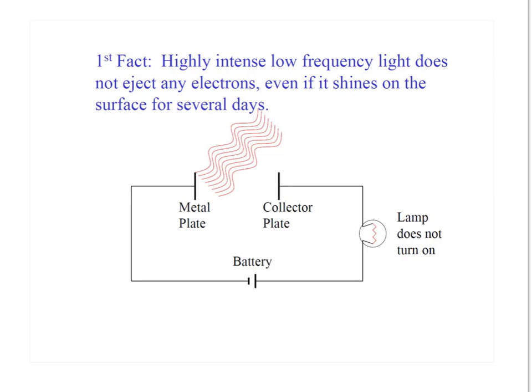The first fact, high-intensity, low-frequency light does not eject electrons, even if it shines on the surface for several days. Intuitively, this doesn't really make sense, right? If you put a pot of water on a stove set at medium heat, it will boil eventually, right? It boils quicker if you set the stove to its maximum heat, but the water will eventually boil at lower settings. Energy is being added to this system, so one would assume that an electron would be ejected when enough energy has been absorbed. But that never happens.